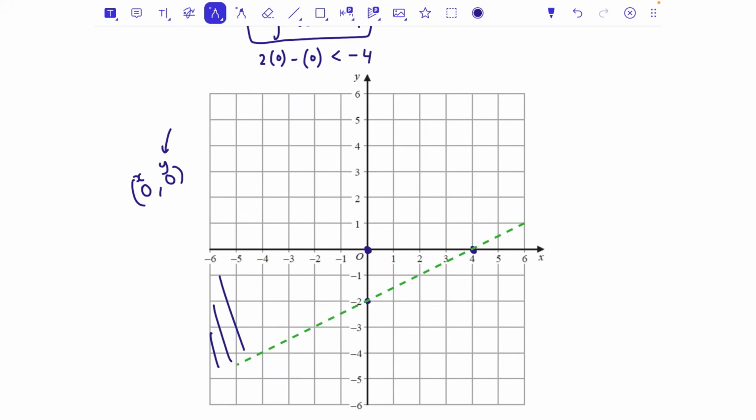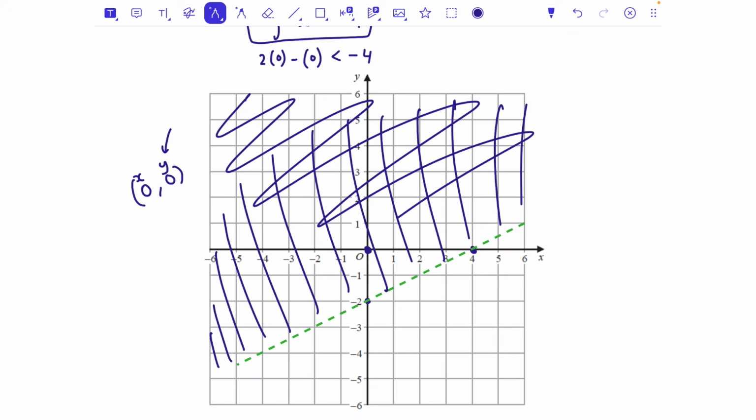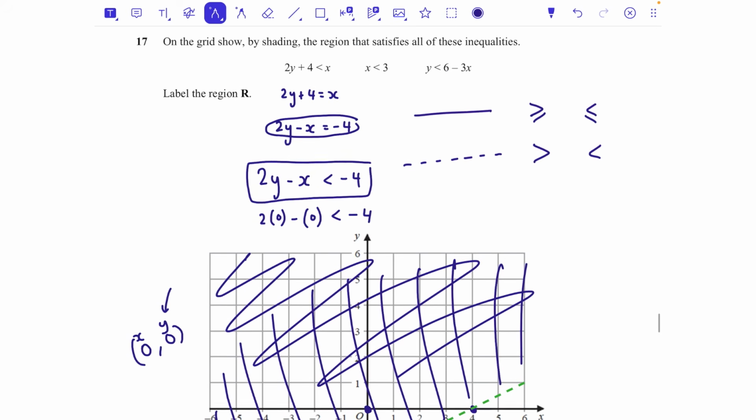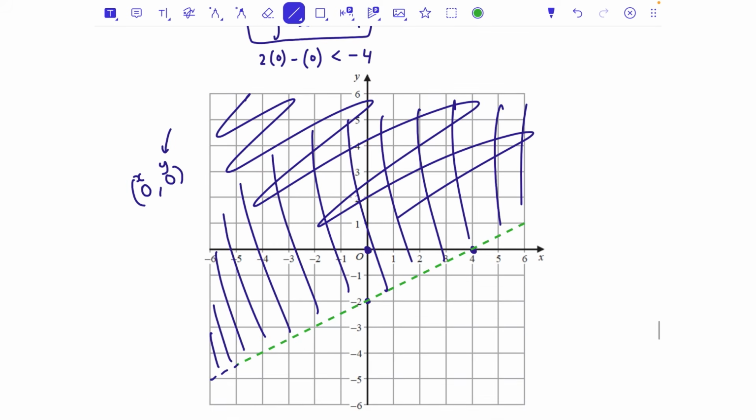So you just need to find a point where it doesn't work. My dotted line should have gone all the way to the edge there, but hopefully you can see that. That's absolutely fine. We'll just carry it on like that. There you go. Okay, next line. X needs to be less than 3. So again, I'm going to get my dotted line, and I'm going to draw x equals 3, which looks like that.